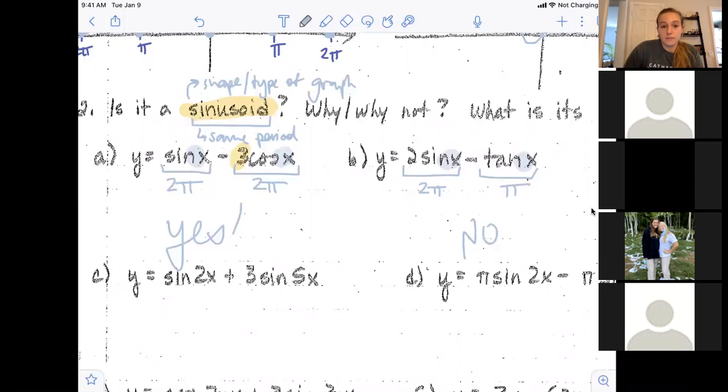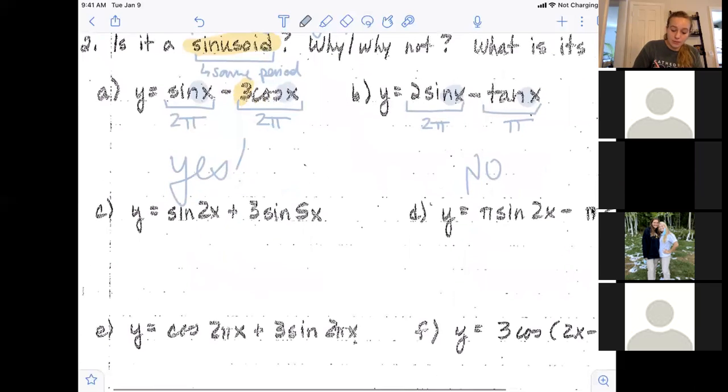That's all we're doing. I don't care what they look like. The only thing I care about with the function is what is its period. So tan is not the same period as sine, but if that was like cosine, then that would work. The amplitudes out front don't affect anything, just the periods. So let's do a couple more.